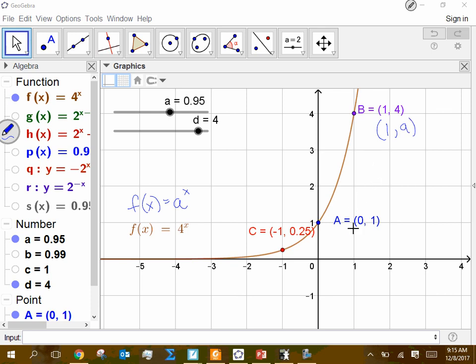You will always have 0 comma 1, and then you will always have negative 1 comma 1 over a. Those are 3 points that every single exponential function is going to have. Now I say that, but every single exponential function that has not moved left, right, up, or down, or been vertically stretched or shrunk, that kind of stuff, right? So before we do any transformations, every parent function, a base raised to the x variable, is going to have those 3 points.